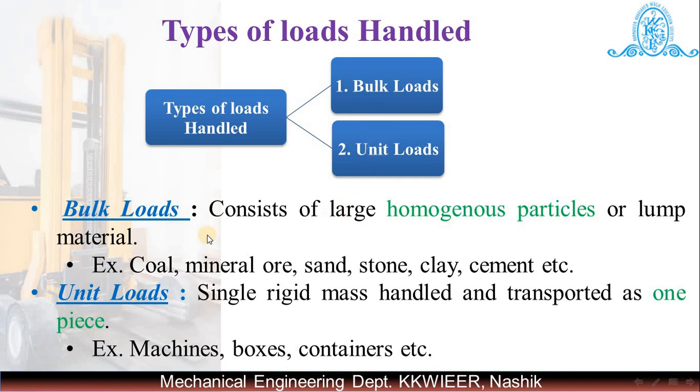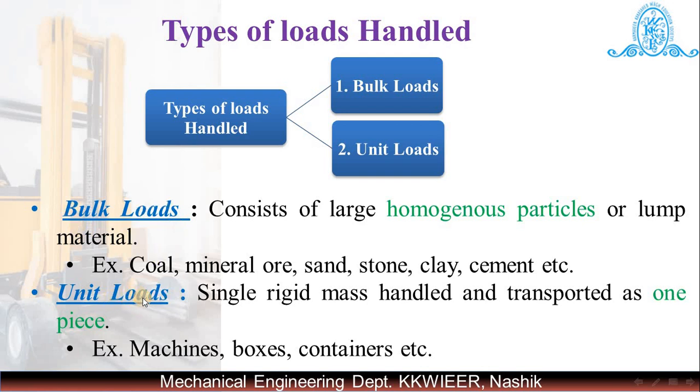The first one is the bulk load. Bulk load usually consists of large homogeneous particles, or a lump of material. The examples shown here are coal, mineral ores, sand, stone, clay, and cement. Small particles which are clubbed together to form a lump in a homogeneous fashion, all such products come under the category of bulk loads.